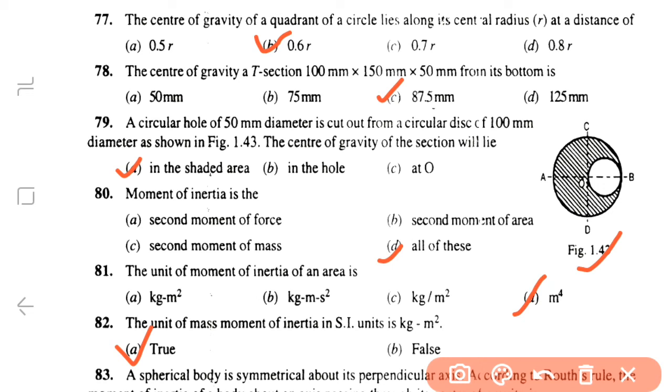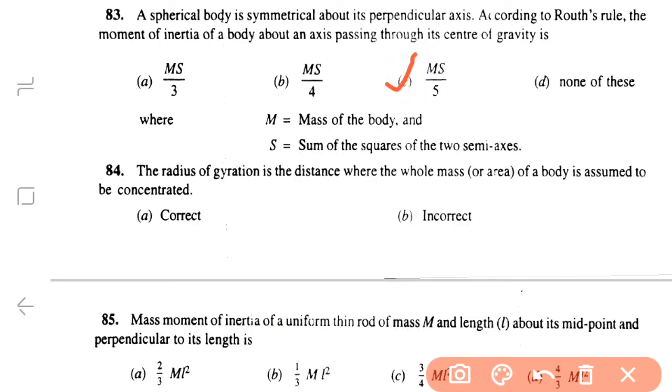Next is question number 83. A spherical body is symmetrical about its perpendicular axis. According to Routh's rule, the moment of inertia of a body about an axis passing through its center of gravity is, here, friends, these are the options, and here m is equal to mass of the body, and s is equal to sum of the squares of the two semi-axes. Here, friends, the correct answer is option C, that is ms upon 5.